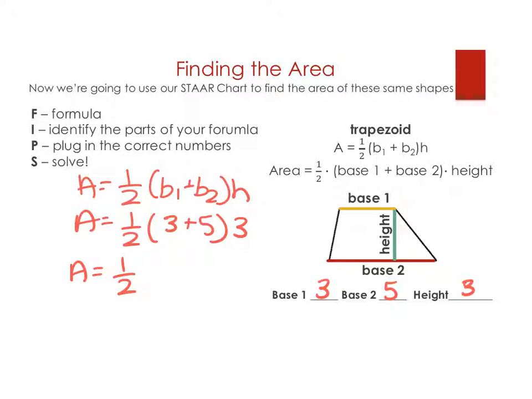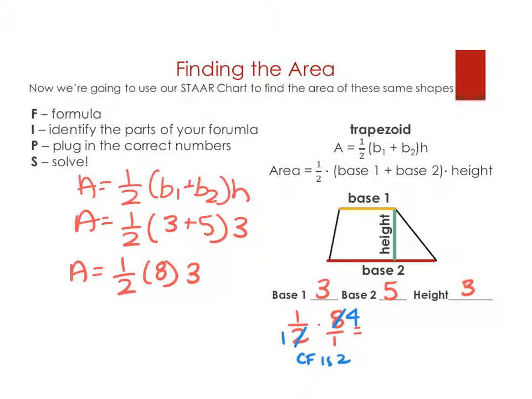I'm going to go ahead and solve the parentheses first because P is the first thing in PEMDAS. 3 plus 5 is 8, and then times 3. So now I'm going to do 1/2 times 8. Do 2 and 8 have any common factors? Yes, they do. They have a common factor of 2. 2 divided by 2 is 1, and 8 divided by 2 is 4.